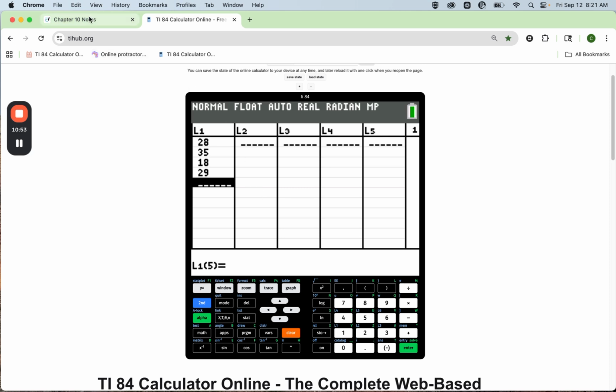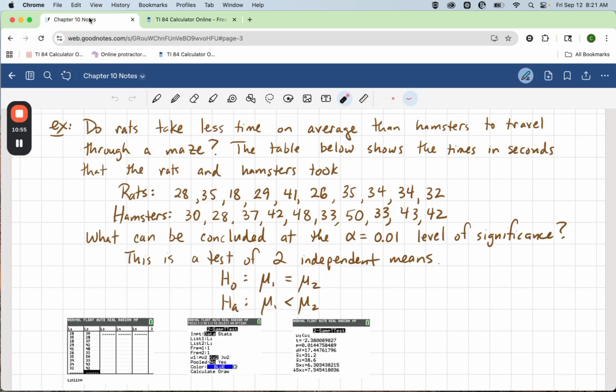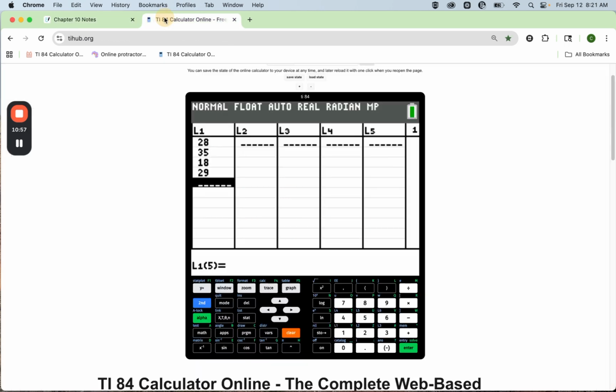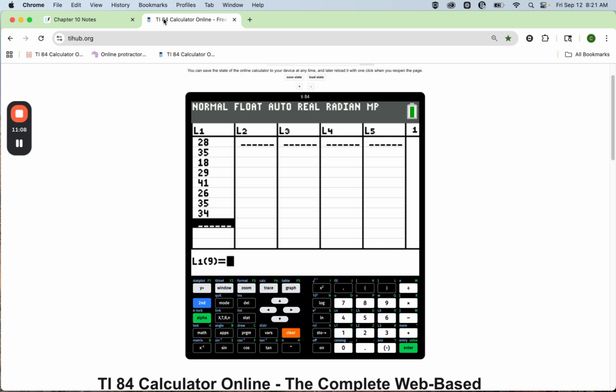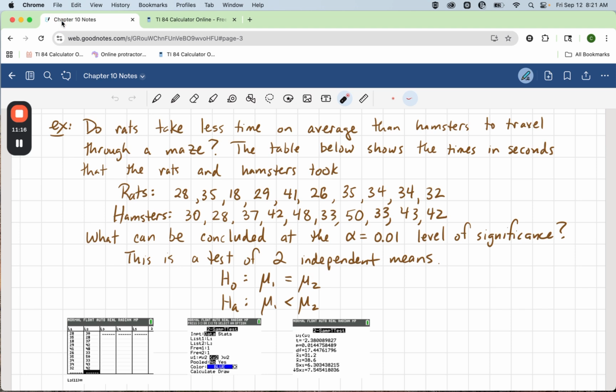Well, there's the first four. And then 41, 26, 35, 34. And then the last two, 34 and 32. Okay, once again, if you get the answer wrong, check your lists first. Make sure you got them exactly what MyOpenMath has.